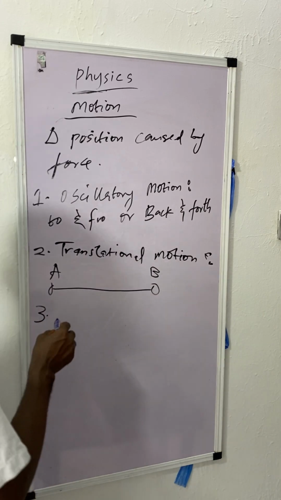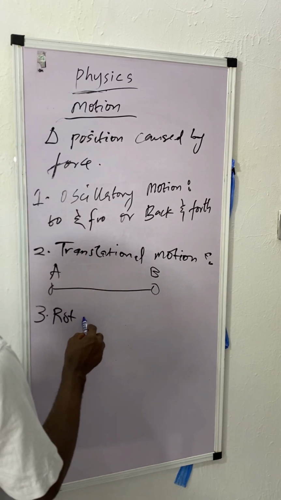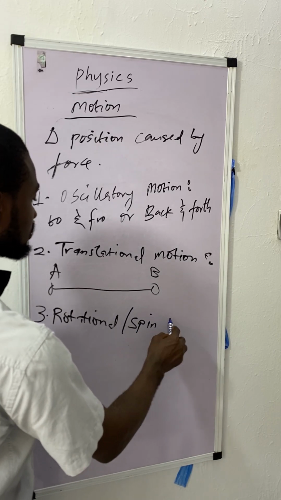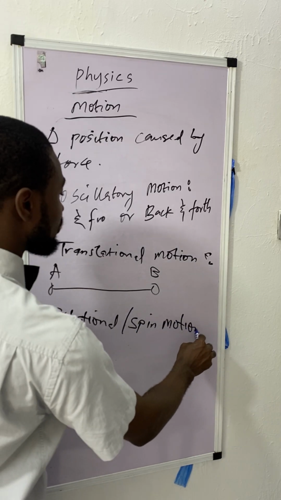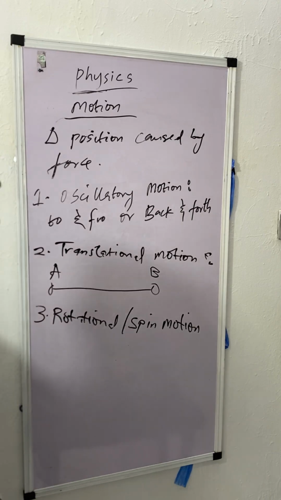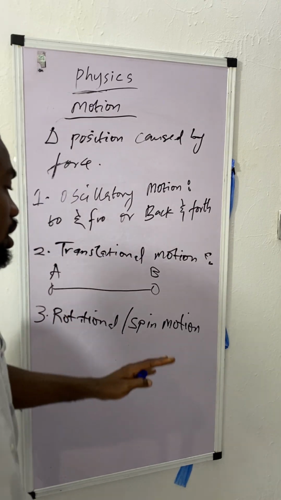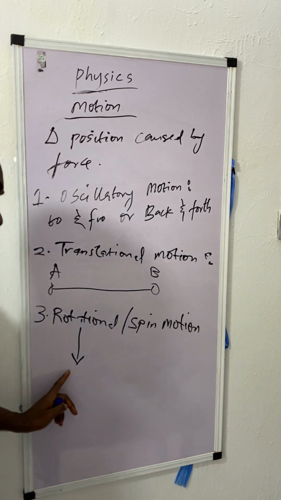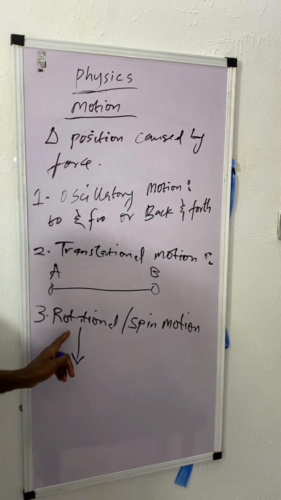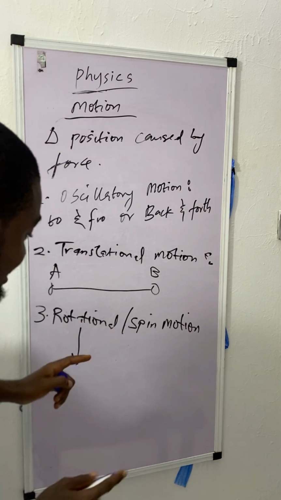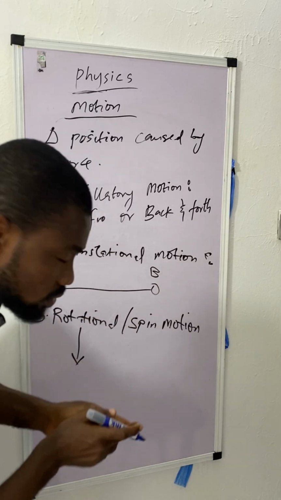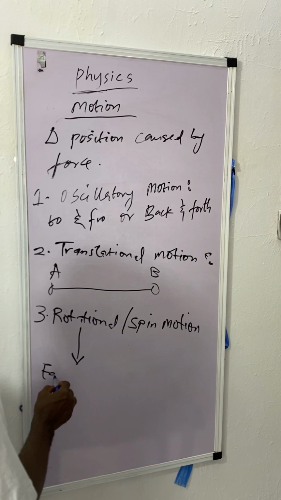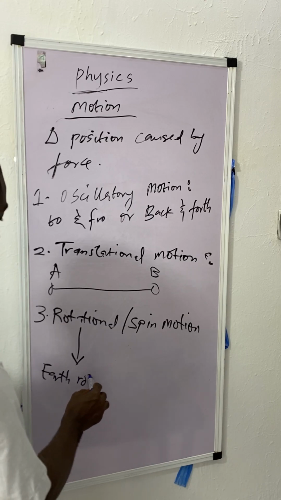Number 3, we have rotational motion. Rotational and spin motion. Both of them are different. We are going to understand their differences. For rotational motion, what is important here is the axis. In rotational motion, the axis is not part of the object in motion. For example, the Earth's rotation.